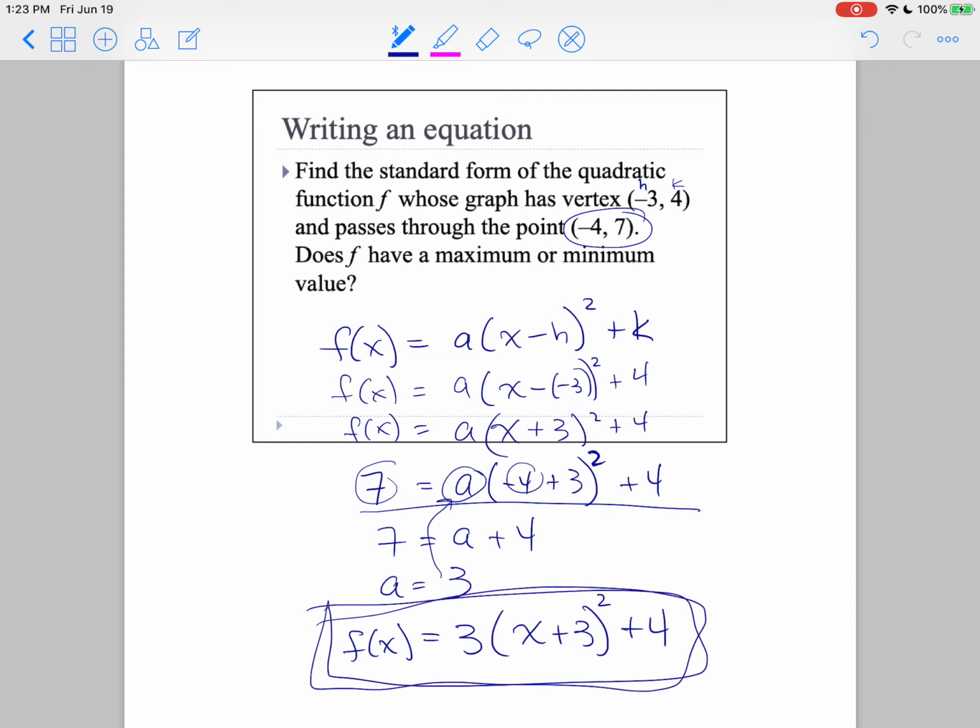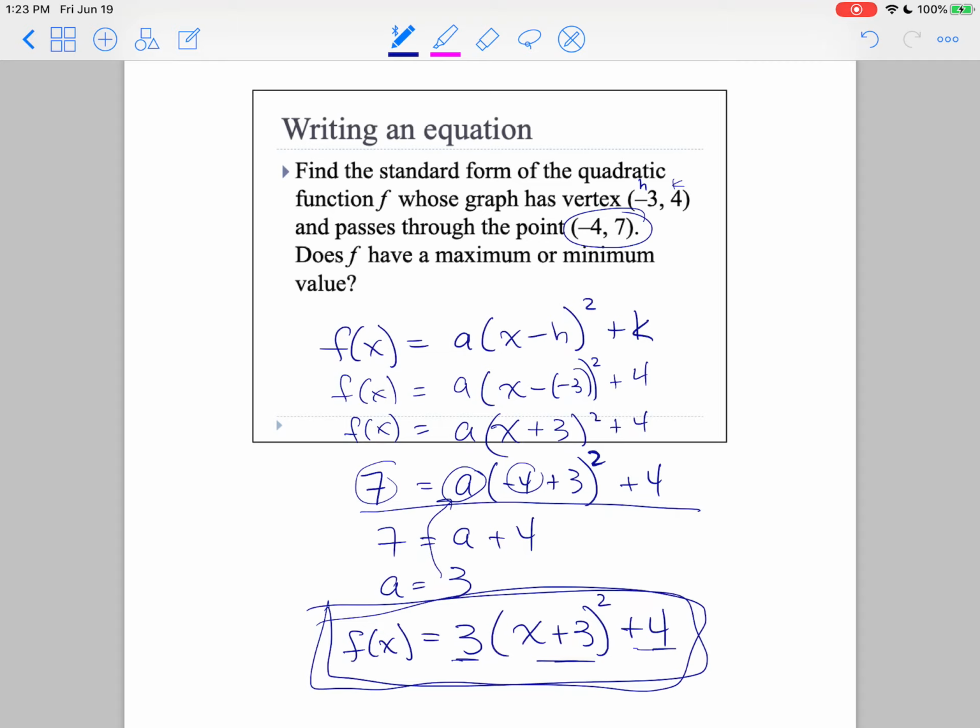Speaking of graphs, this is something we should know how to graph, because we know what x squared looks like. This is shifted 3 to the left, 4 up, and there's a vertical stretch by a factor of 3. So all my vertical movements are going to be multiplied by 3. So instead of going up 1, 3, 5, 7, we're going to go up 3, 9, 15, 21.